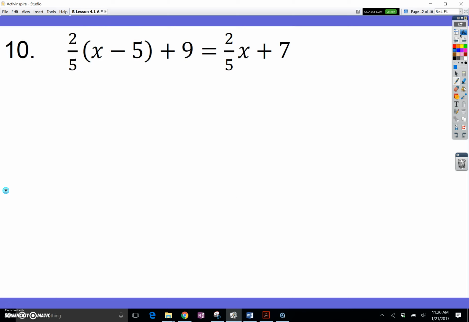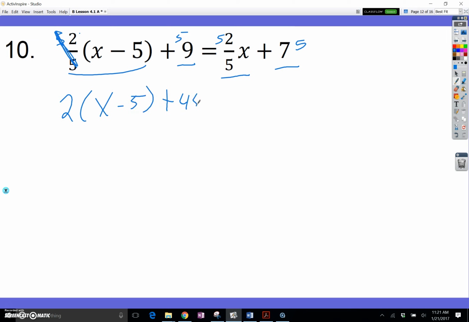Alright, so then the next one, you're going to distribute. I have this 2/5 out here. So actually what you could do, since you have all these fractions, is do a fraction buster. So remember, you're going to multiply the fraction buster to each term. So you can multiply this term by 5, this term by 5, this term by 5, and this term by 5. These 5s are going to cancel, and you're going to be left with 2 times the quantity of x minus 5 plus 45 is equal to 2x plus 35.